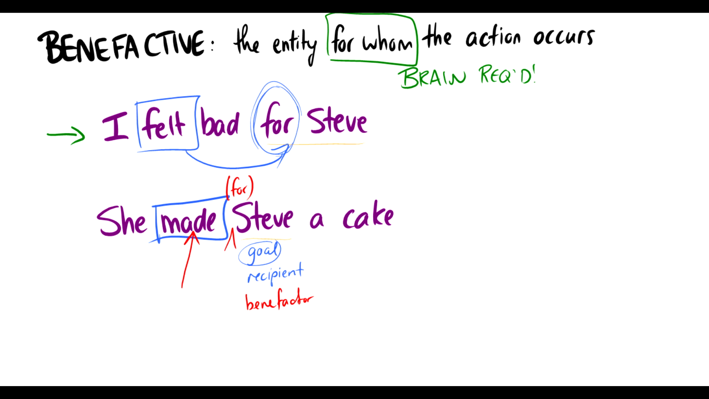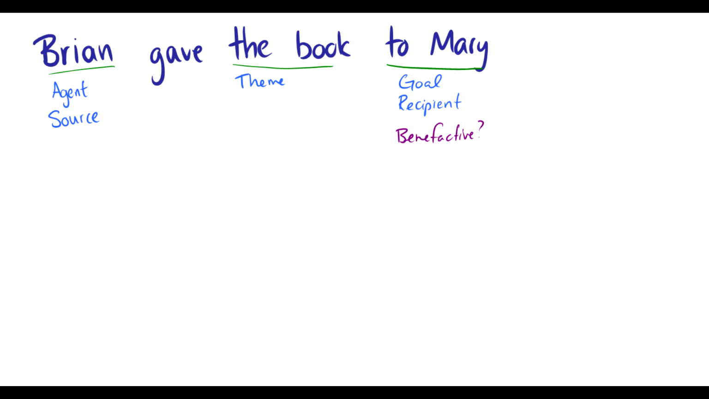The entity for whom the action occurs. Now, for whom: the giving isn't done for Mary. It's done to Mary. And that is a key distinction that has to be made here. Brian isn't giving the book for Mary. So, is there a way we could make this sentence have a benefactor? Well, we could. In fact, let's change the sentence to "Brian gave the book to Mary for Bill."